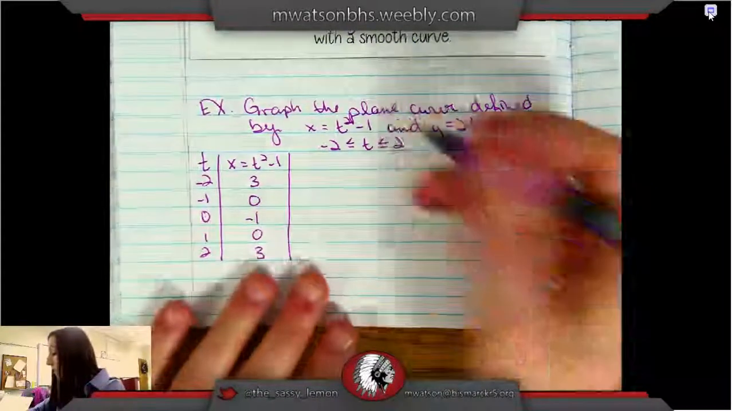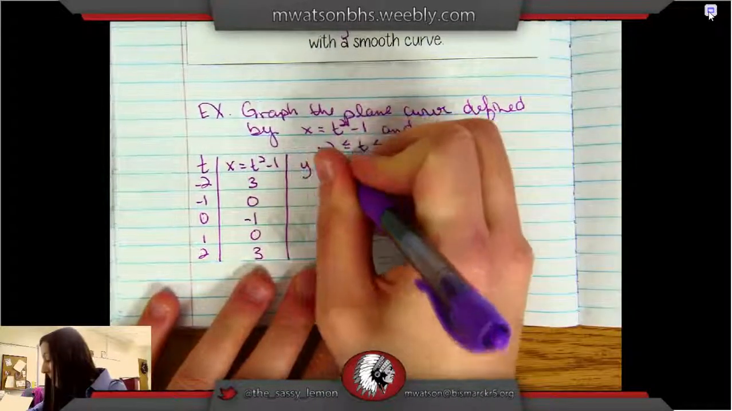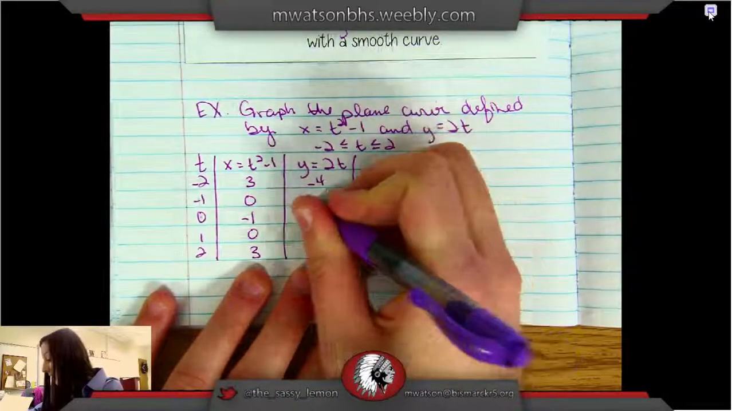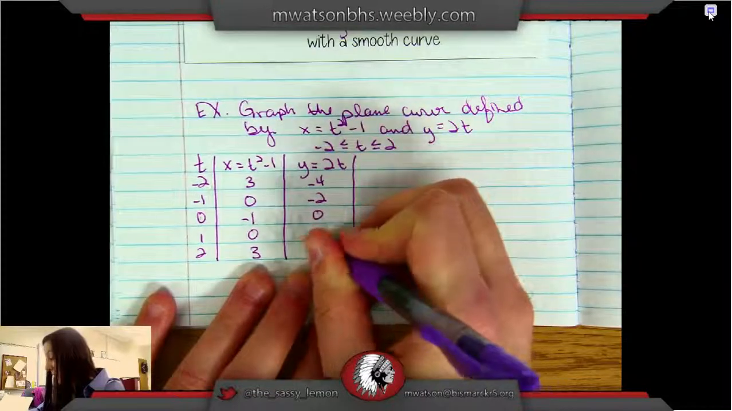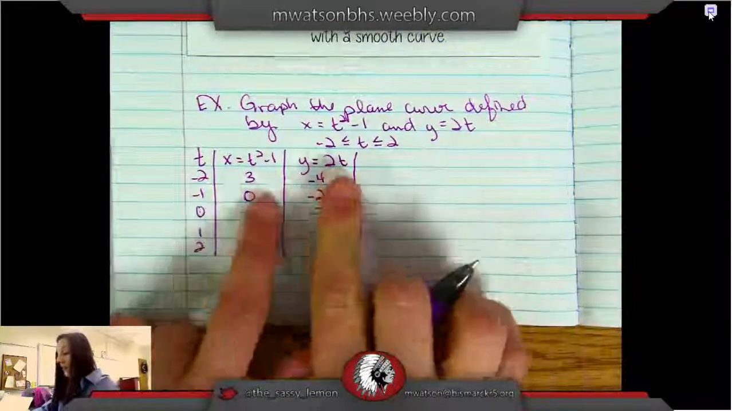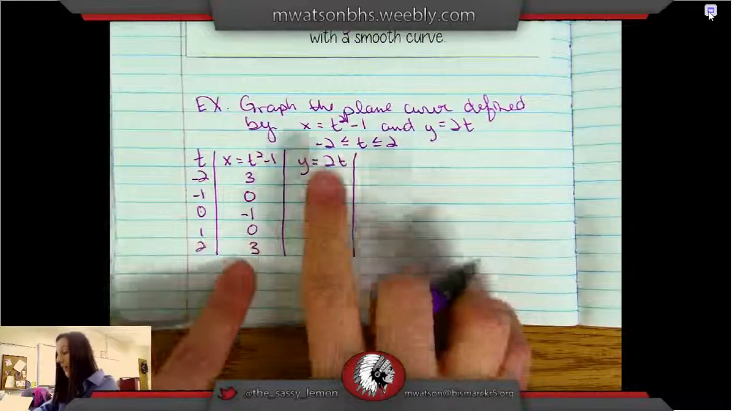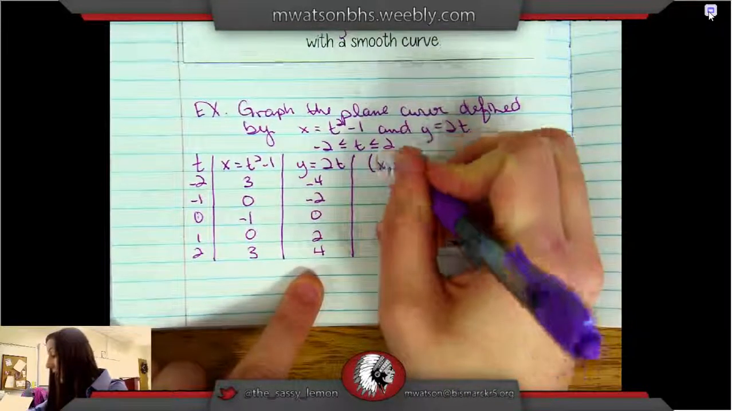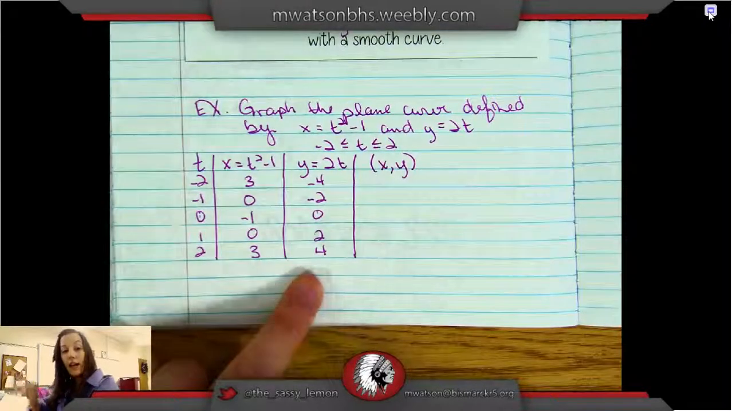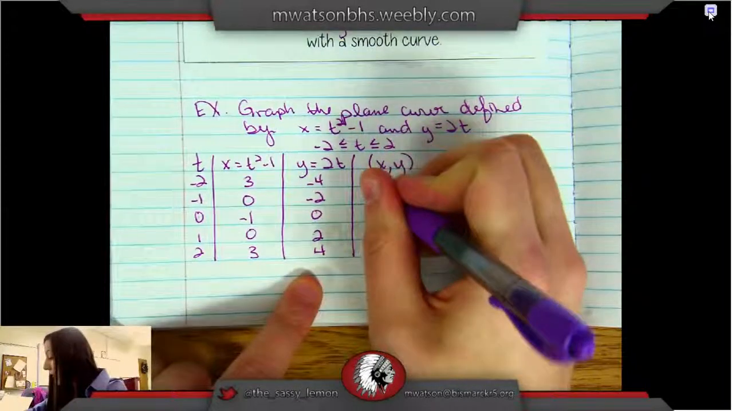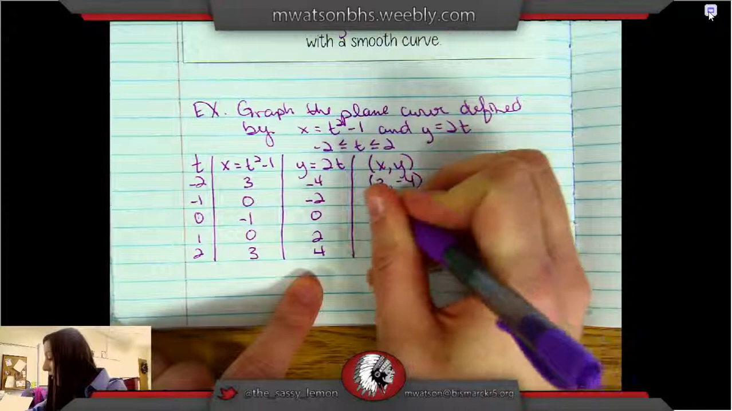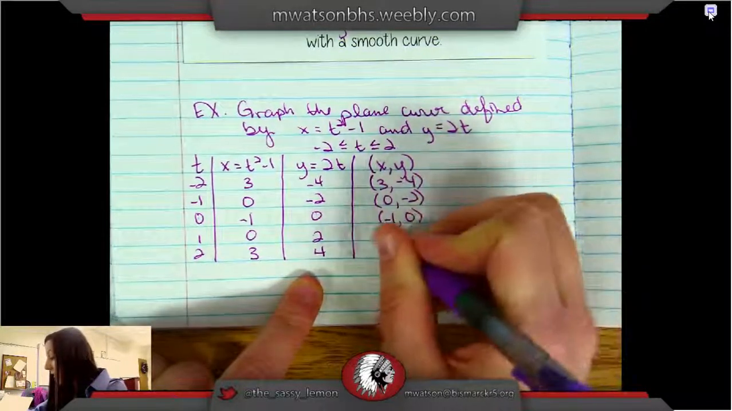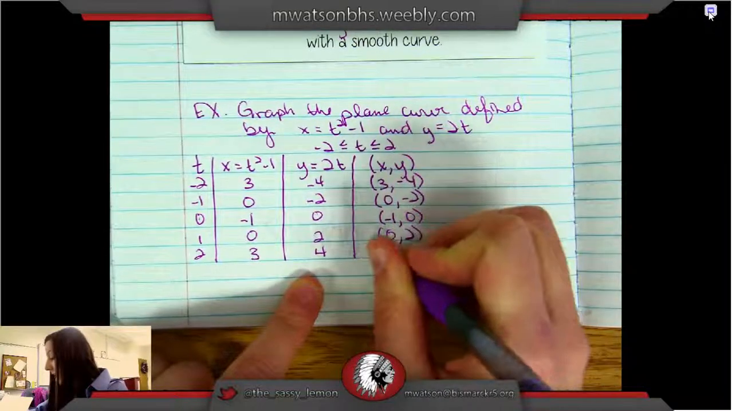And now I'm going to do the same for my y's. I'm going to compute them. And again, easy enough that I can do these in my head, and so can you. So now you've got your t column, your x column, and your y column. What we're going to graph are the coordinates x, y, and each point will be as time passes. So our first coordinate will be at 3, -4. Our second will be at 0, -2. Our third at -1, 0. Fourth at 0, 2. And fifth at 3, 4.